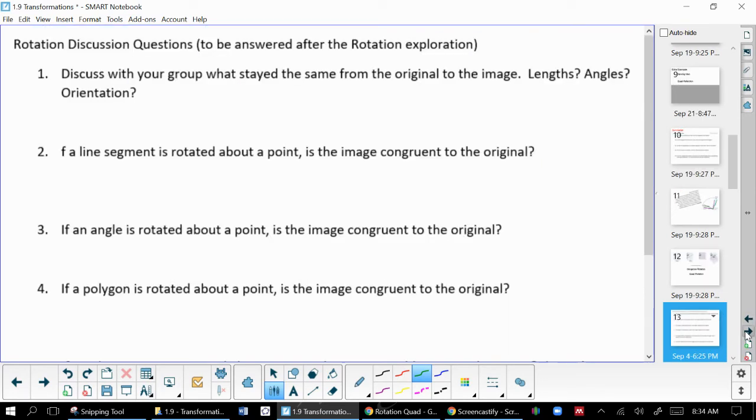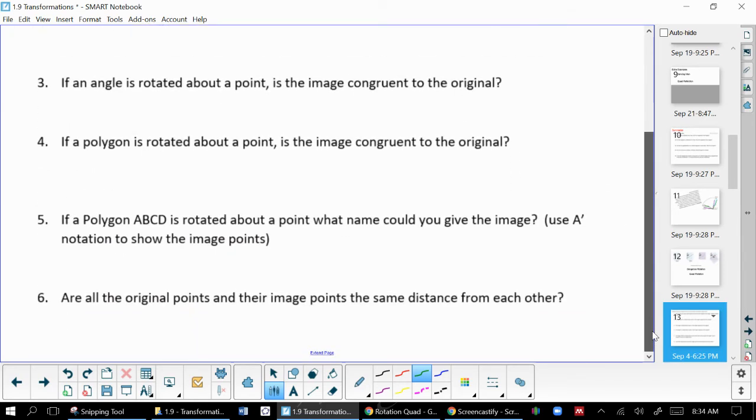Number 1, what stayed the same? All the segments, all the angles, all the polygons stayed the same. The one different question here is something like number 6. Are all the original points and their image points the same distance from each other? And that's the one we said is no, that the points further from that center point have to move further.